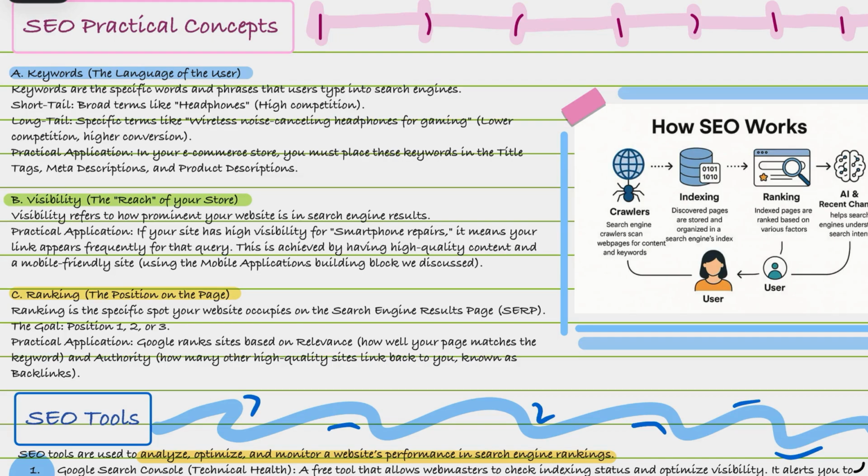All right, and then we have ranking. Ranking is your precise position on the search engine result page. The goal is to have a position of 1, 2 or 3. The search engine calculates the ranking using two primary signals. That is relevance, which is how well your page content answers the user search, and authority, which means how many other high quality websites link back to you via hyperlinks, known as backlinks, right? So these two things determine relevance and authority. I hope you understood the SEO concept.